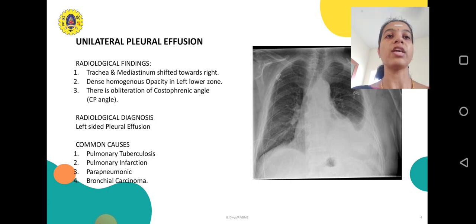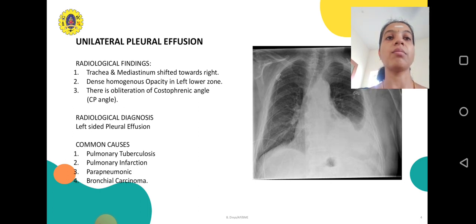Unilateral pleural effusion. Radiological findings: trachea and mediastinum shifted towards the right. Dense homogeneous opacity in the left lower zone. There is obliteration of the costophrenic angles, CP angles as they are called. These are the radiological findings.